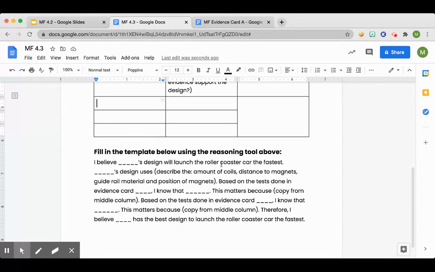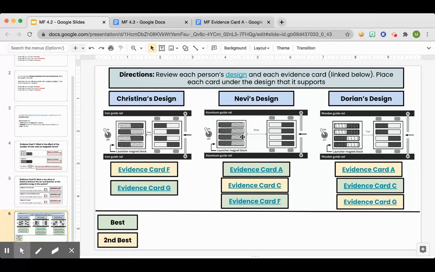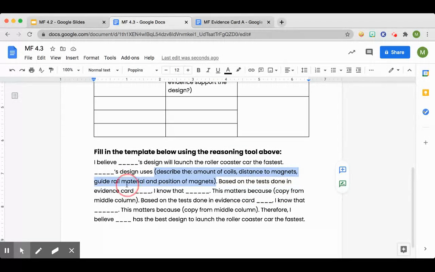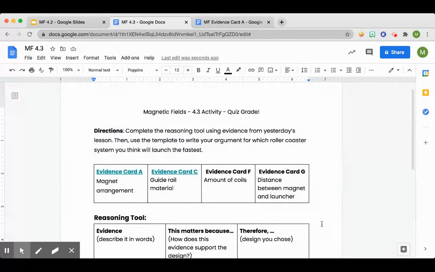whoever's design will launch the roller coasters the fastest, this person's design uses, and then you want to describe to me, do they have a lot of coils? Do they have the perfect setup? Do they have the good guide rail? And also the distance between magnets. So make sure to go over and describe those 4 elements of that person's design, and then you can complete the template below, which is similar to the template that we used from the last argument writing that we did. And that will be it.